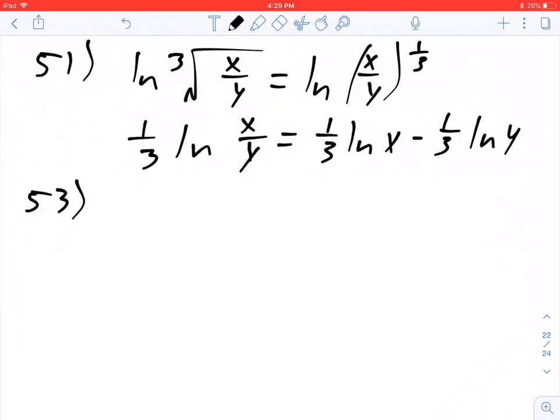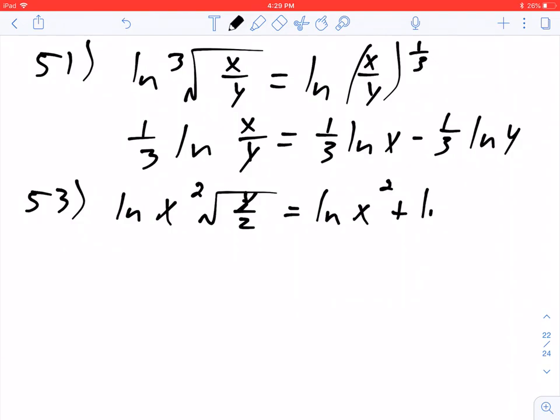53 is the natural log of x squared times the square root of y over z. Let's see if I can make that y a little bit better. And so the first thing we're going to do is split that. We have natural log of x squared plus the natural log of the square root of y over z.